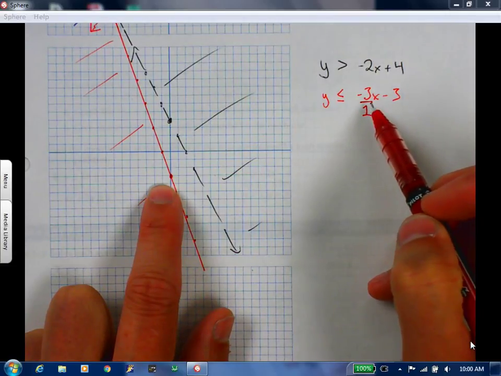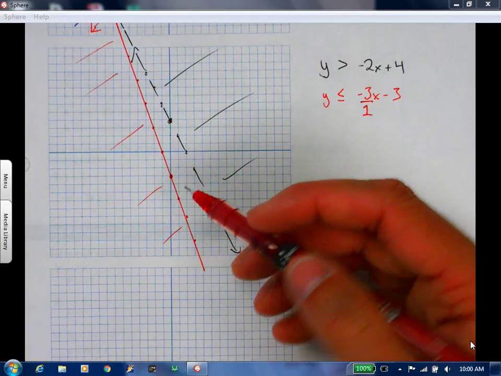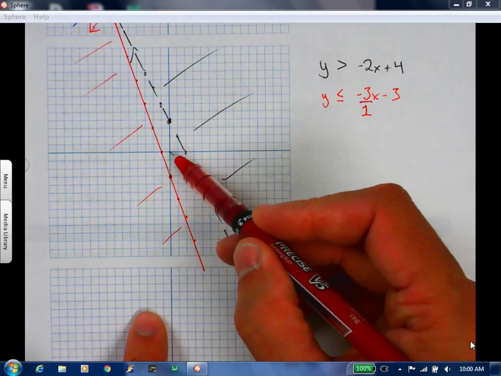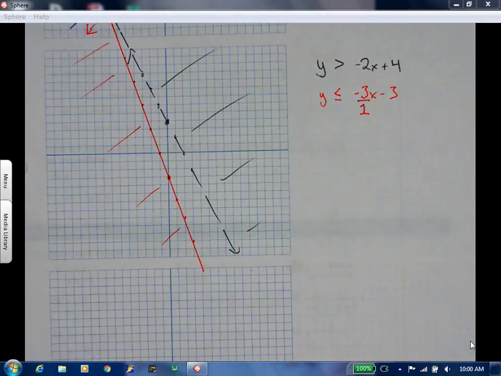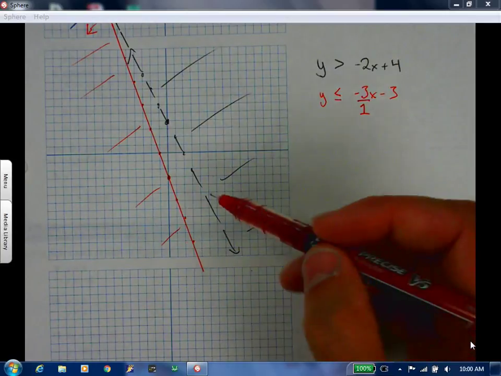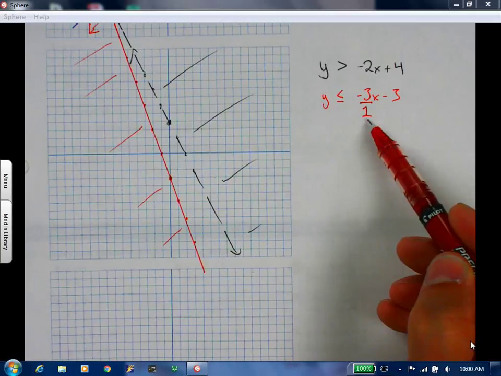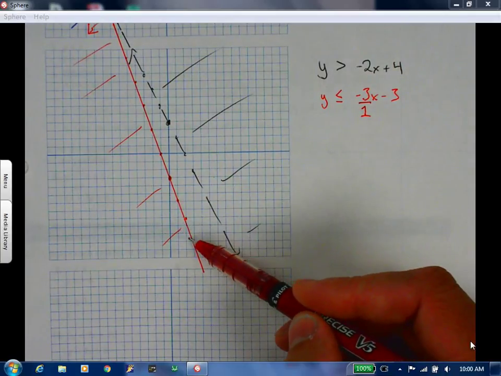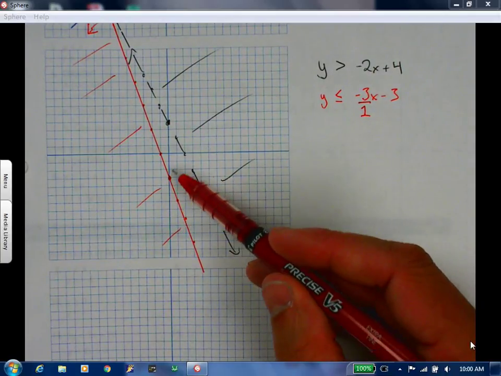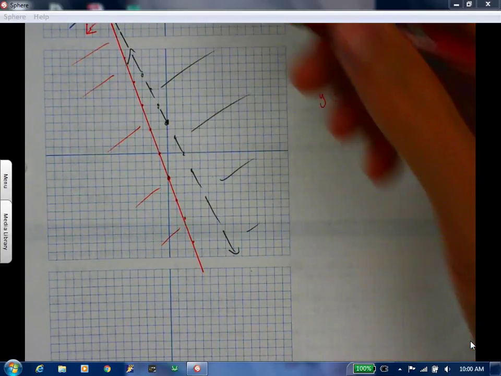Okay. So that means from your starting point, you're going up 3 and over 1. Follow it from that point. You're going up and to the left. Or you're going down. You can go down 3 to the right one, because my slope is -3 over 1. Then that gives you the other points, now you can draw your line.